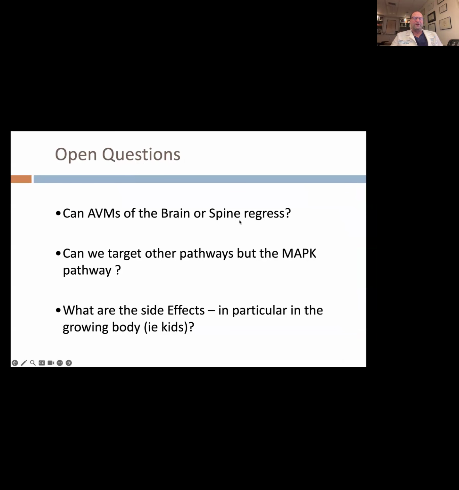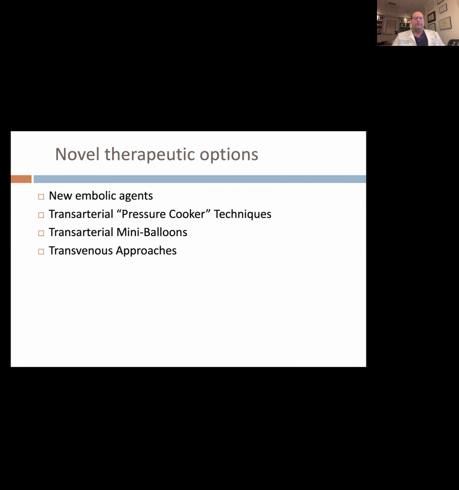Can AVMs really in humans regress? In the animals, it appears to be the case. But what are the side effects, in particular in the growing body, i.e., if you have kids with vascular malformations? So I would think that in 5, 10, 15 years, maybe we will be moving towards this, but we are not there yet. But what about anti-inflammatory medication?